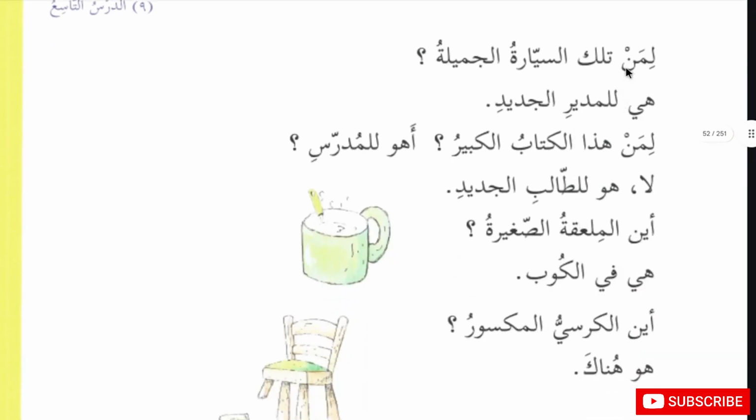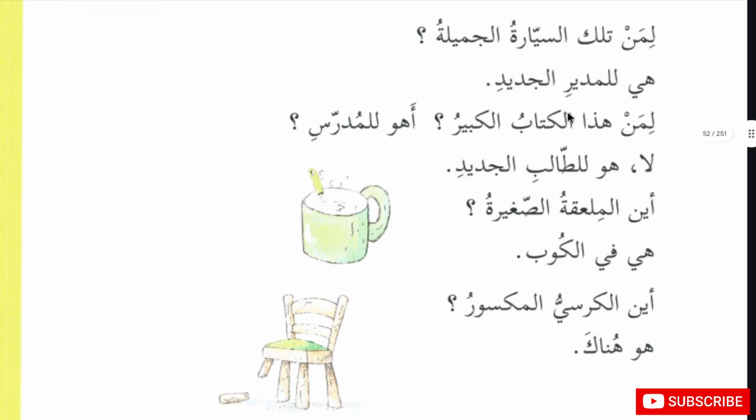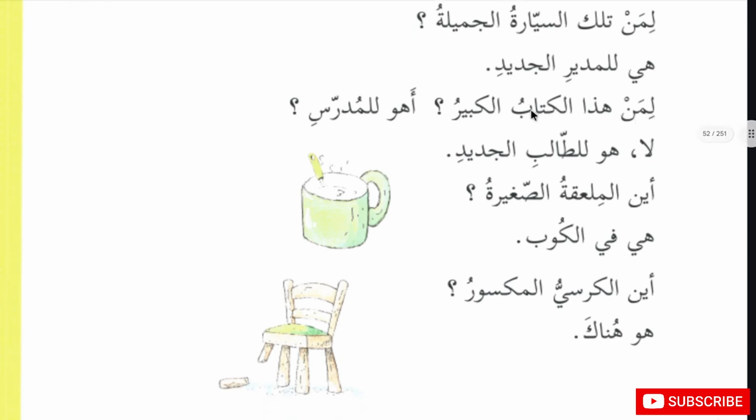لمن تلك السيارة الجميلة? Whose car is that? هي للمدير الجديد. It is the new principal's car. هي, because car is feminine. لمن هذا الكتاب الكبير? Whose is this big book?